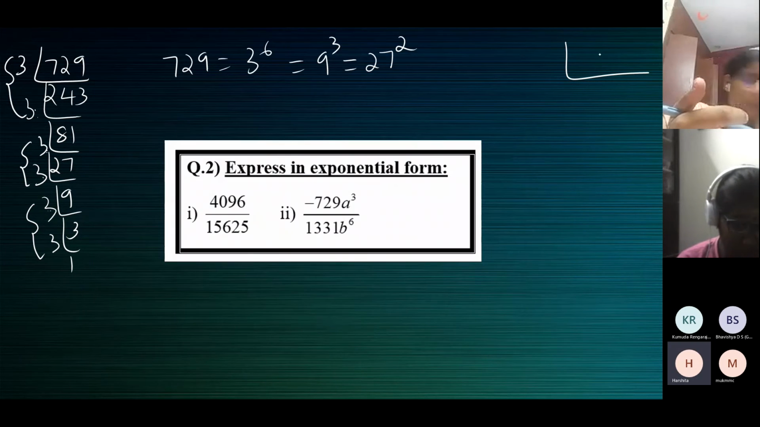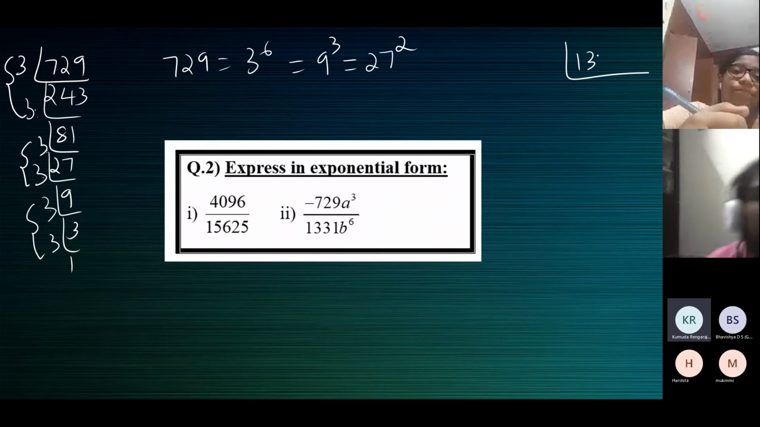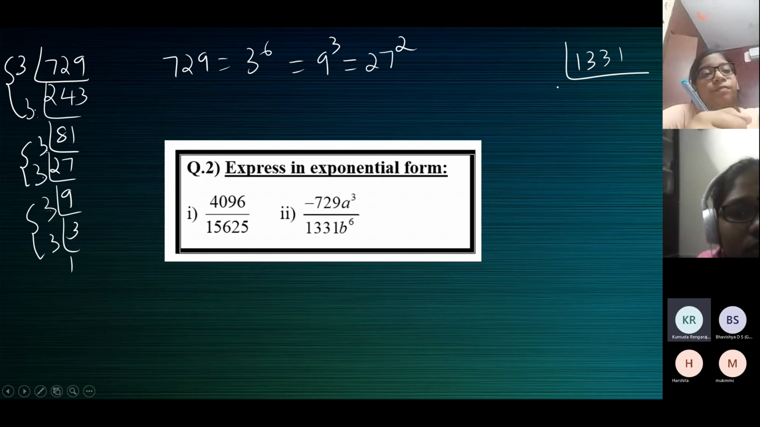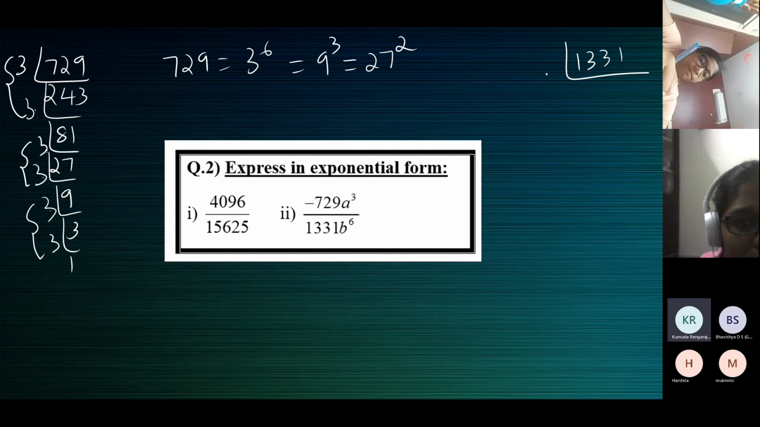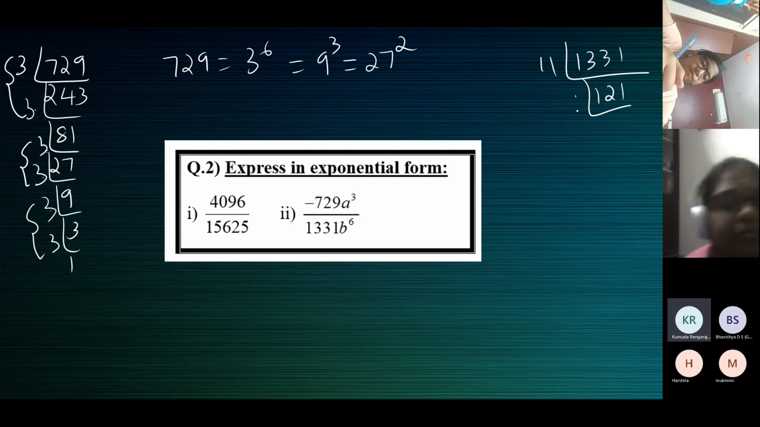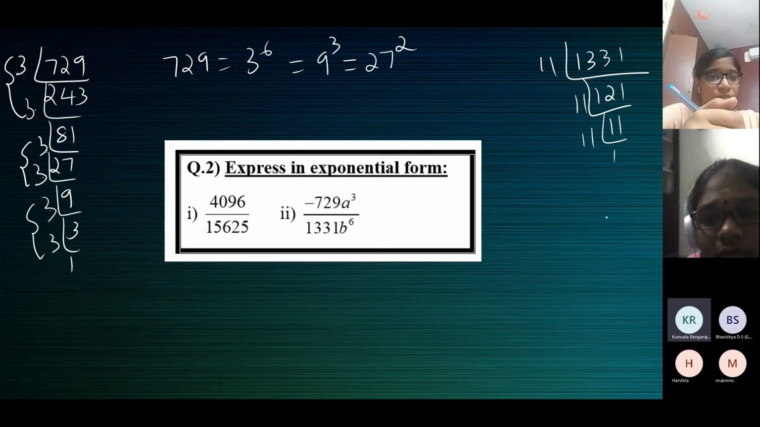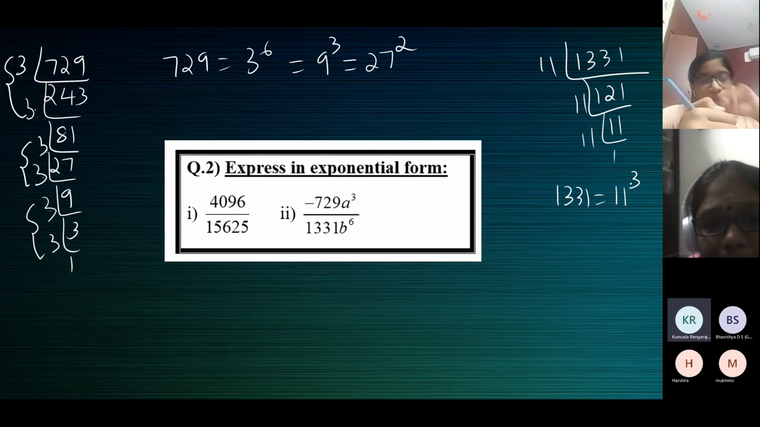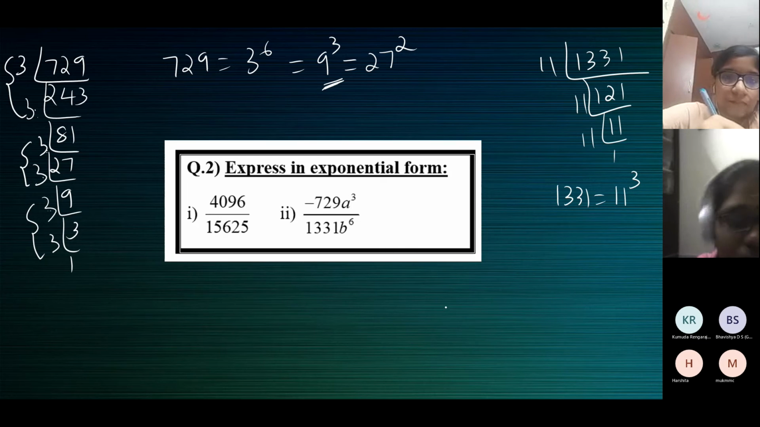Okay, now the denominator 1331 is not divisible by 2, not by 3, not by 5, not by 7, but by 11. So it becomes 121, 11, 11s are 11, 1s. So 1331 is 11 raised to the power 3. So you have to take 9 raised to the power 3.